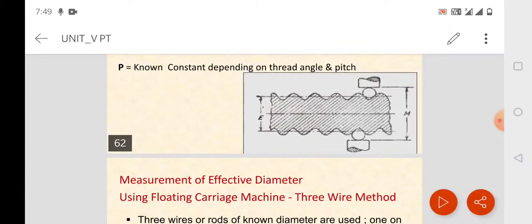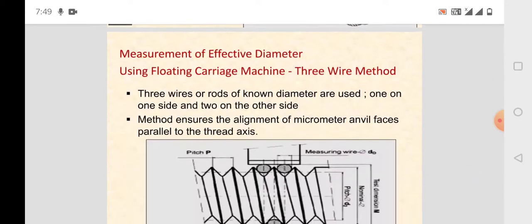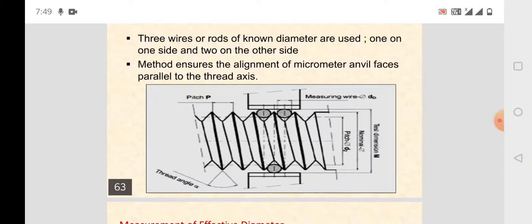Now this is one of the methods, but it has certain problems in measuring, because the threads are not symmetric. One wire may be slightly to the right of the second wire, or they are not in one line, just inclined to each other. To avoid this error, we go for the 3-wire method. Here two wires are placed on one side and the third wire is on the other side. That is the only difference. So that is the 3-wire method.